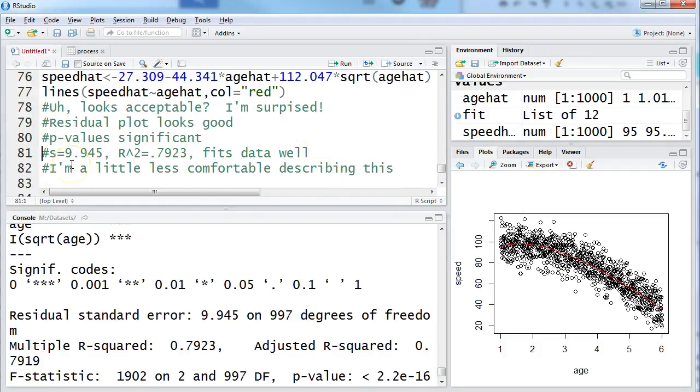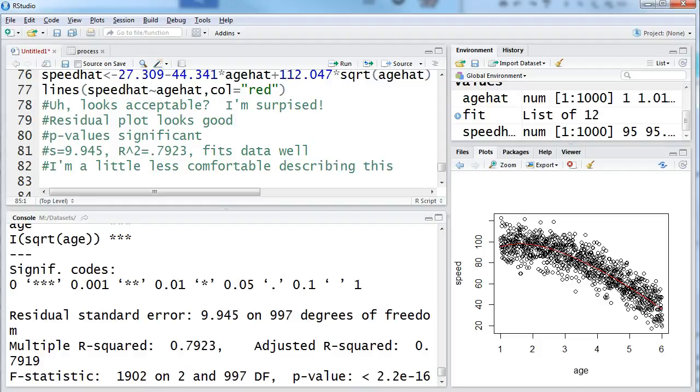Now, I'm not super comfortable describing square root functions, but it does happen in real life, and this might be a good function. If some student chose this to describe the data, I would say that was perfectly acceptable. Although I myself, I think I would go for the quadratic because I'm more comfortable with quadratics, that's all.